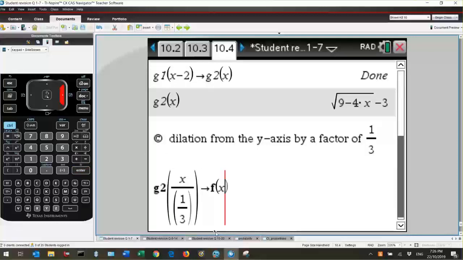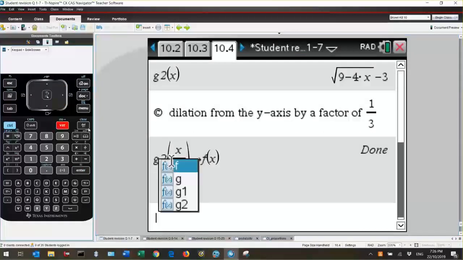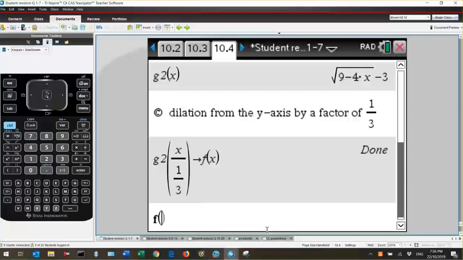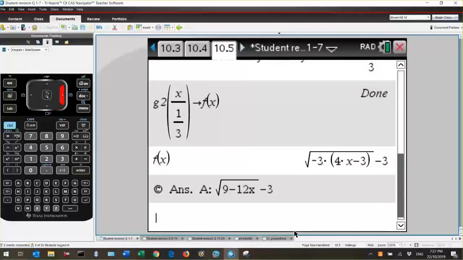And lastly, a dilation by a factor of 1/3 from the y-axis. Now, a dilation from the y-axis, I need to divide by the scale factor. So I divide by 1/3, and I can get that back, and there's my answer. As written, it doesn't seem to correspond to any of the options, but of course it does, because there is option A, 9 minus 12x minus 3. So obviously, if you expand under the square root sign, that is your answer.